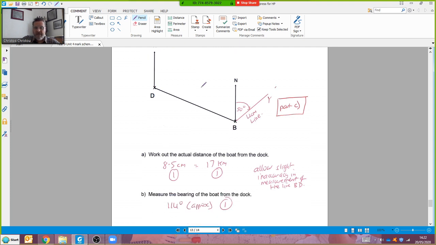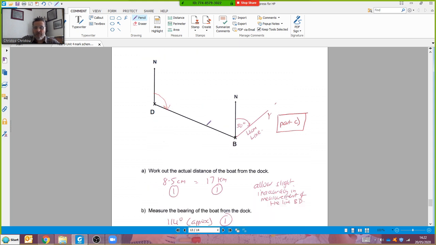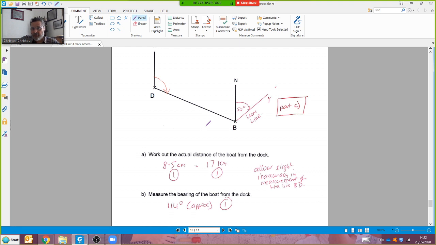Then it says, measure the bearing of the boat from the dock. Measure the bearing of B from D. They want you to measure that one right there, yeah? And I made it on mine 114, approximately. You might make it a little bit more, a little bit less. But if yours was too wild, you lost that mark for not being careful enough.